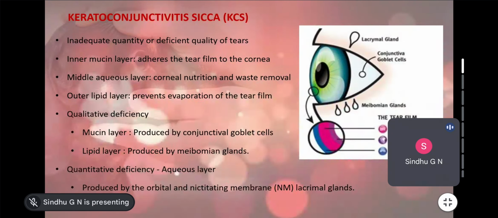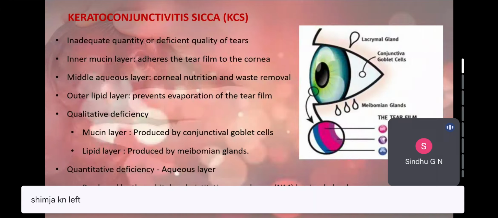So there are lacrimal glands, conjunctival goblet cells, meibomian glands, and the third eyelid gland in dogs. So three layers are there for the tear film. The inner one is the mucin layer, which is produced by the conjunctival goblet cells. These help in adhesion of the tear film to the cornea.